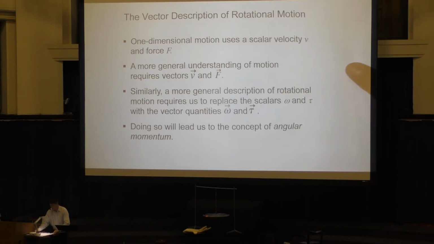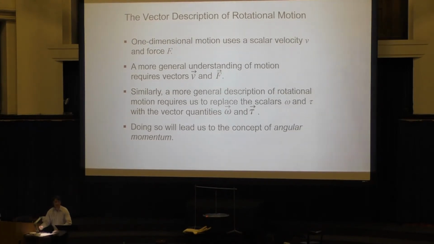Let's move right along. So now we're getting into all this vector stuff. The basic idea is that we started the whole course talking about one-dimensional motion with scalar velocity v and force F. That's one way of looking at things. A more general understanding of motion requires vectors: instead of v with no arrow on it, we put an arrow on it, and F we put an arrow on it. And this means we're specifying not only magnitude, but also direction.